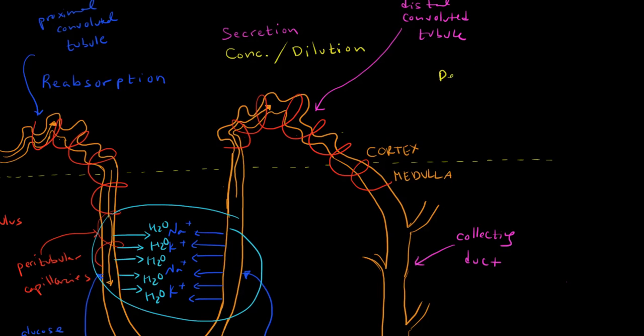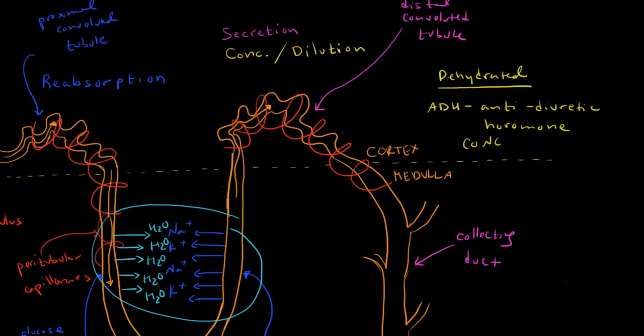If you're very dehydrated, you will want to hold on to your water. And in that particular case, a hormone, ADH, or anti-diuretic hormone, will be released. An anti-diuretic hormone does the following. Normally, the distal convoluted tubule is not permeable to water, but in the presence of ADH, it becomes permeable to water. So if you're very dehydrated, your posterior pituitary gland will release ADH, and that will cause the distal convoluted tubule to reabsorb a lot of the water. And in that case, you're going to make very concentrated urine.